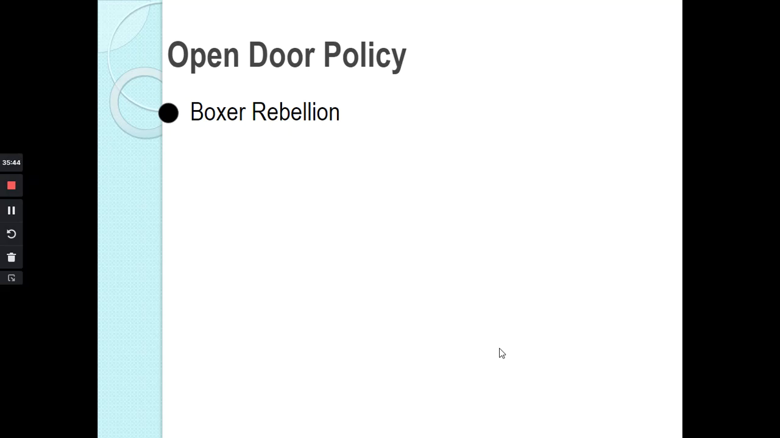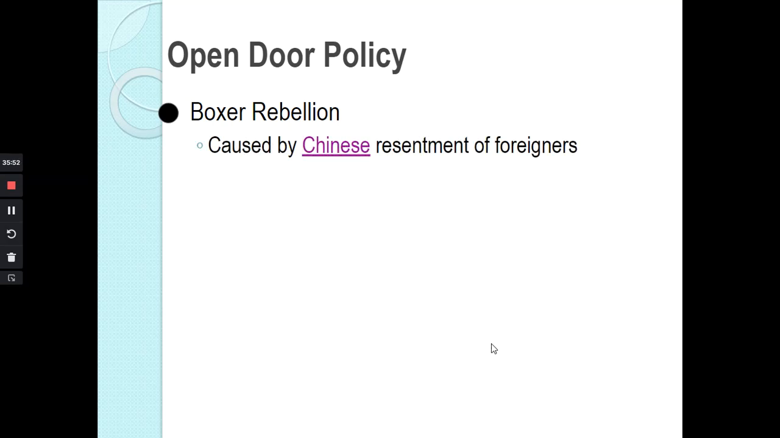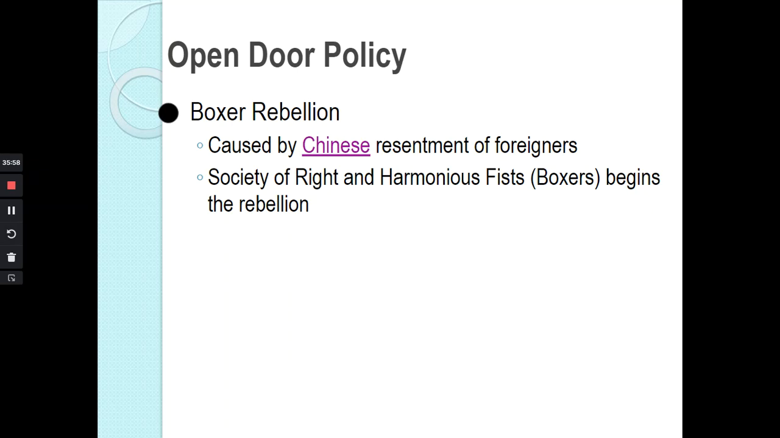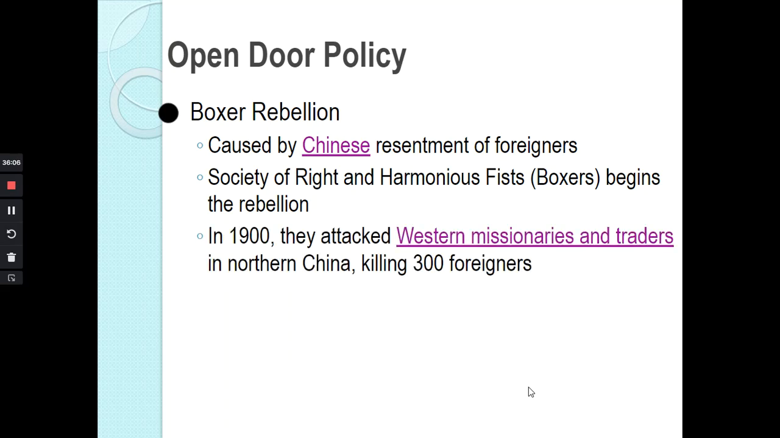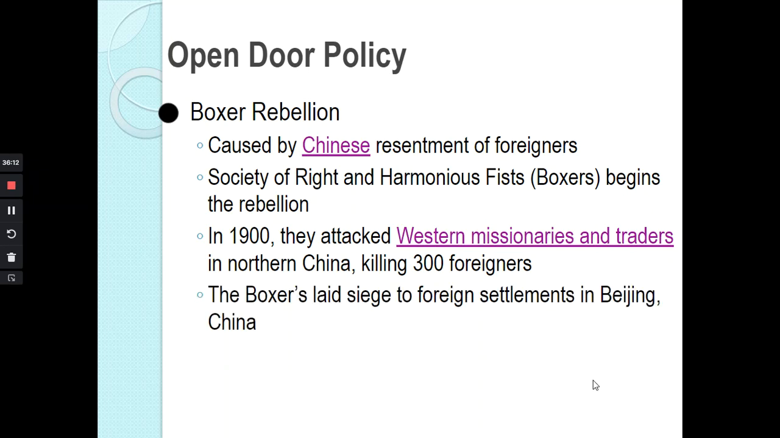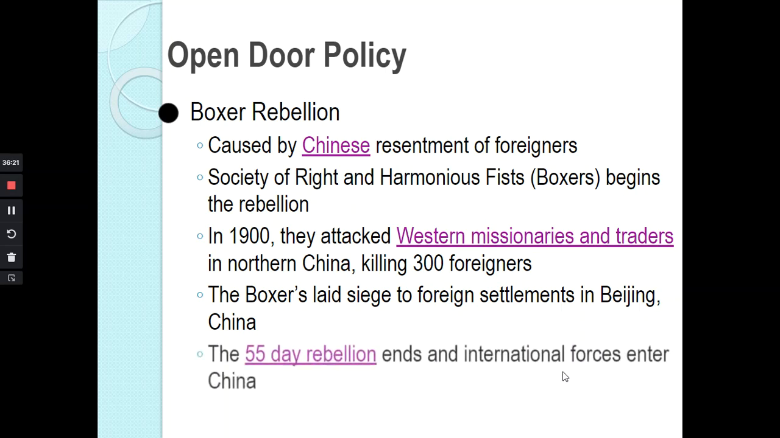So as a result, we have the Boxer Rebellion, just like it sounds. A group of boxers are going to rebel in China. And it's because the Chinese boxers did not want foreigners in China. And so the Society of Right and Harmonious Fists, the boxers, begin the rebellion. And in 1900, they attack Western missionaries and traders in North China, and they kill 300 foreigners. And so as a result, the West is going to send in their own armies, Great Britain, France, etc. And the rebellion is going to last 55 days.